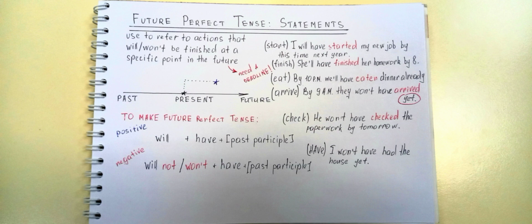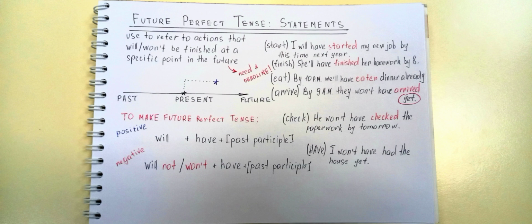So again, on this sort of timeline, if we are speaking now in the present about a specific point in the future, this could be tomorrow, it could be 8 o'clock, it could be next year. If we are talking about some point in the future, we want to refer to an action that will at that point in time be finished, or by that point in time will not be finished.